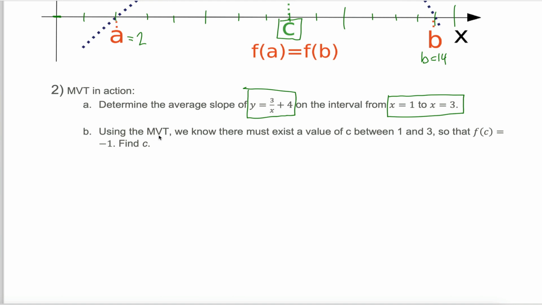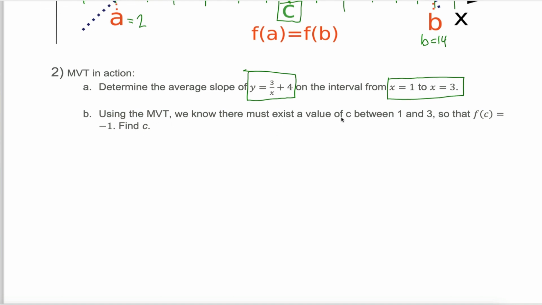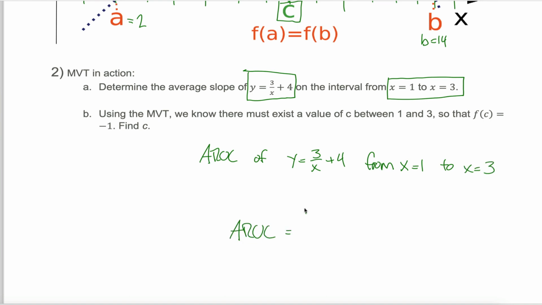What the mean value theorem tells me is that there must exist a value of c, where c is some number between 1 and 3, so that f prime of c is equal to negative 1. Wait, where did that negative 1 come from? Consider the average rate of change of y equals 3 over x plus 4 from x equals 1 to x equals 3. My average rate of change formula is just the difference in the two y coordinates divided by the difference in the two x coordinates.